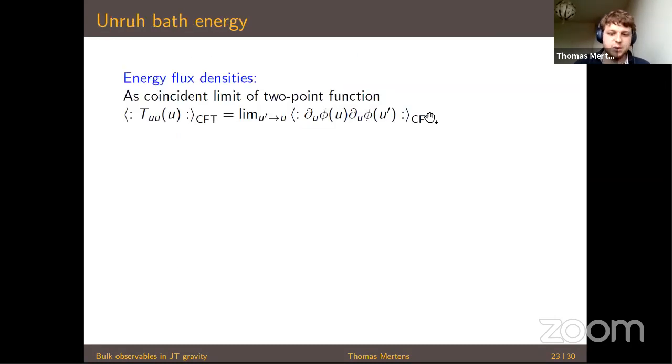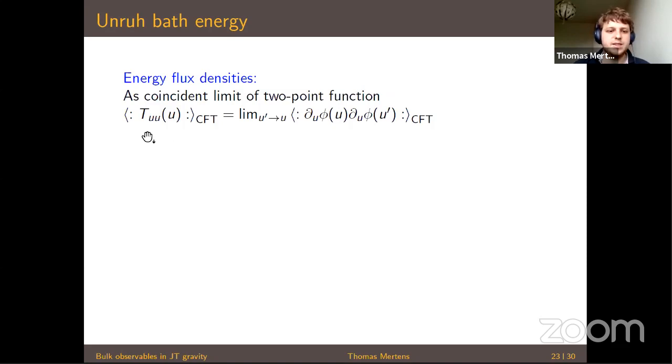Okay, so now in the final couple of minutes of my talk, I want to talk about the bath energy density, and in particular the bath energy spectral density. So we analyzed this detector response. That was one observable. Now we're going to analyze a second observable.